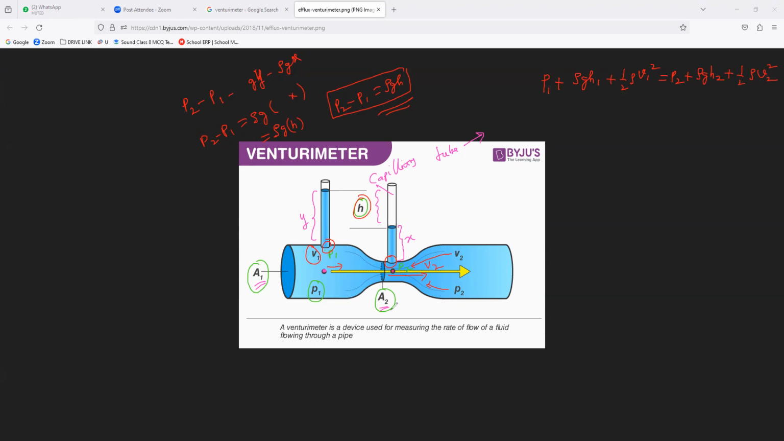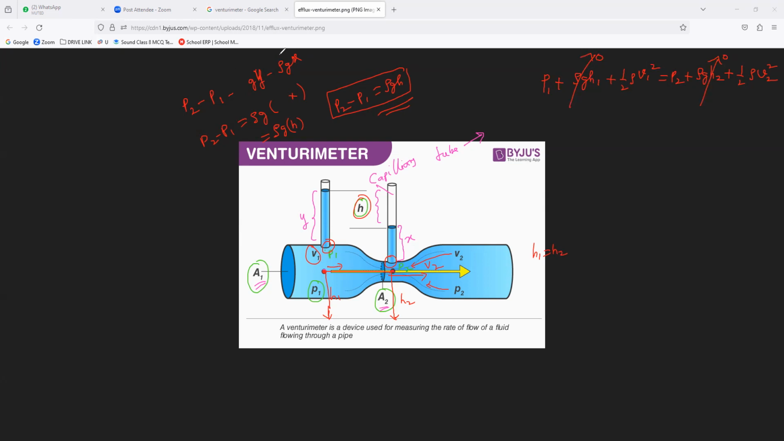All of you observe very carefully. This is the first point and this is the second point. Both are in the same horizontal line from the ground. If this is the ground, both points are at the same height. This is H1 and this is H2, so H1 is equal to H2. So this term will become 0 and this term will also become 0.